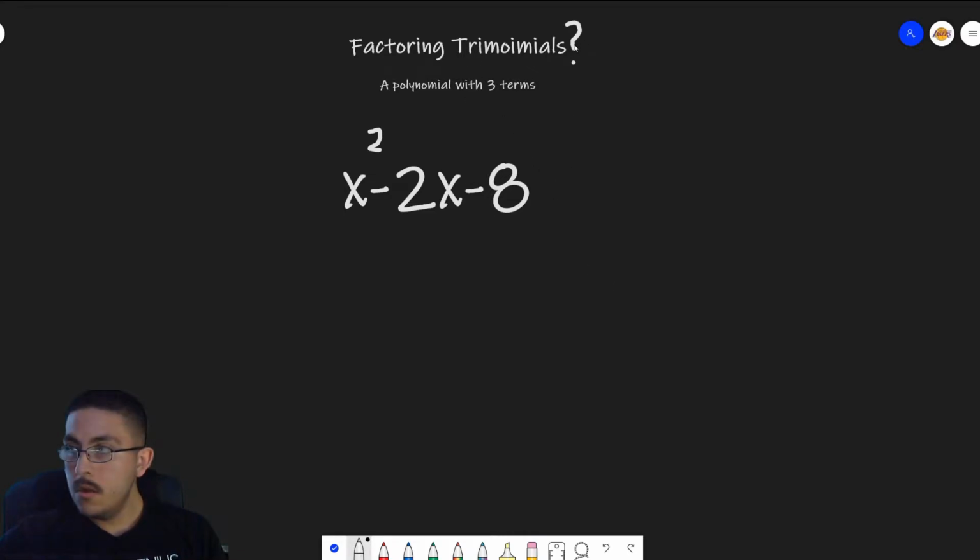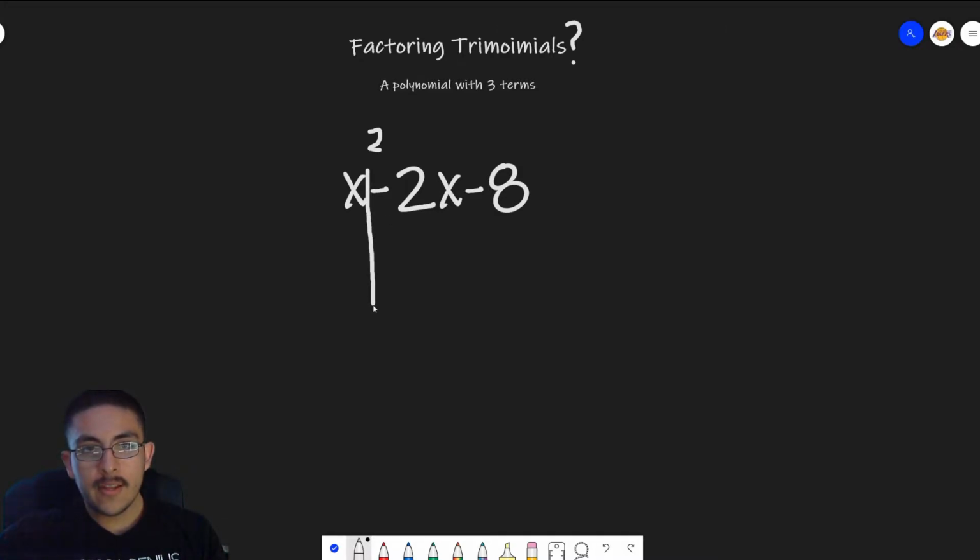So first of all, what is a trinomial? A trinomial is going to be a polynomial, but with three terms. So here's an example of a trinomial. We could even count the terms out: one term, two terms, three terms. Okay, so let's factor it.